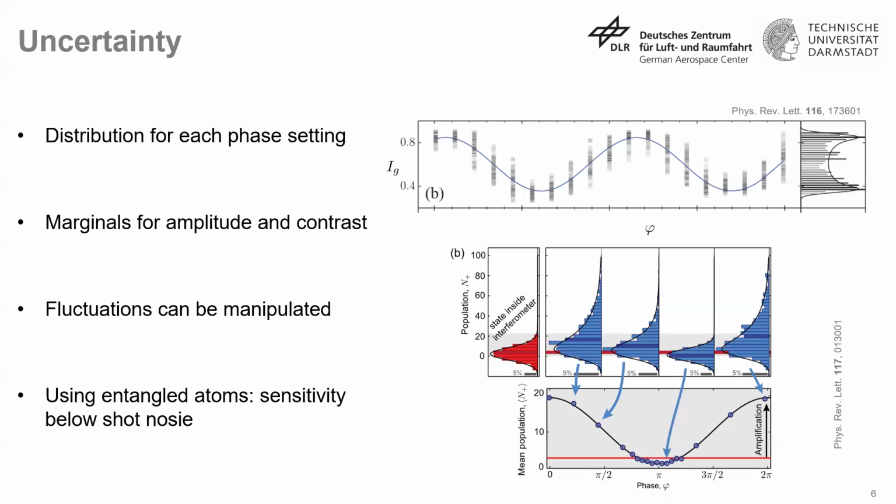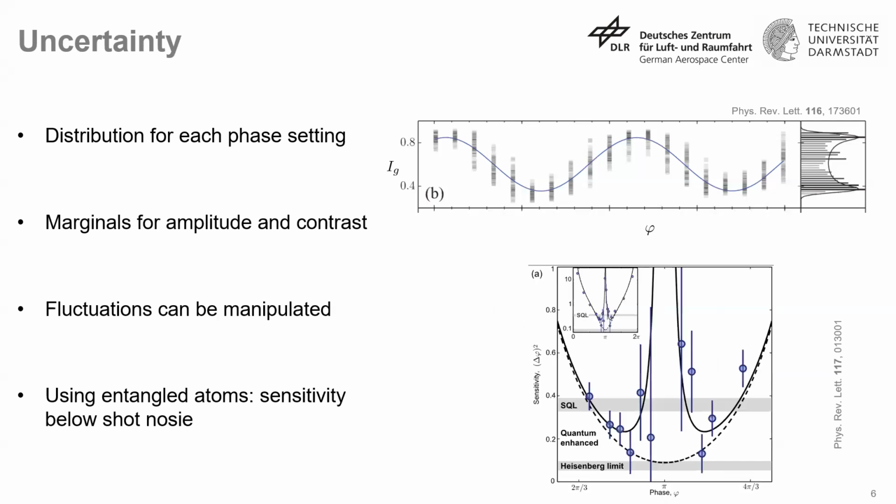Now, this here is an experiment that was performed using entanglement. And in this plot, you also observe for different phases a different distribution of the intensities that you measure, and they can get very small. And exactly here, you see now that you can actually go below this shot noise limit if you use entangled particles.